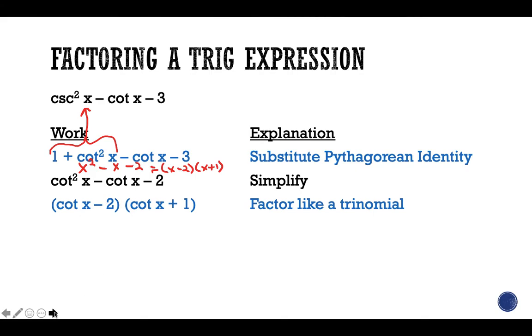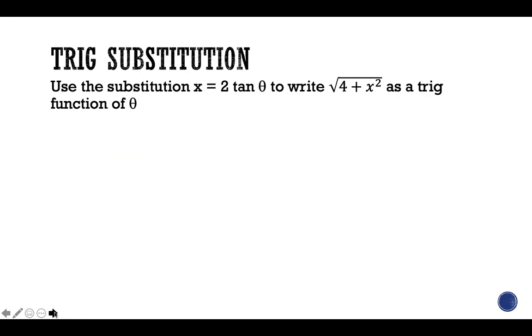So one more type of problem I want to take a look at today, and then we'll be all done with today's notes. The last type of problem is what we call trig substitution. This problem is pretty simple. If we just read the directions, we're going to do what it says, and then simplify down. It says, use the substitution of x equals 2 tangent theta to write the square root of 4 plus x squared as a trig function of theta.